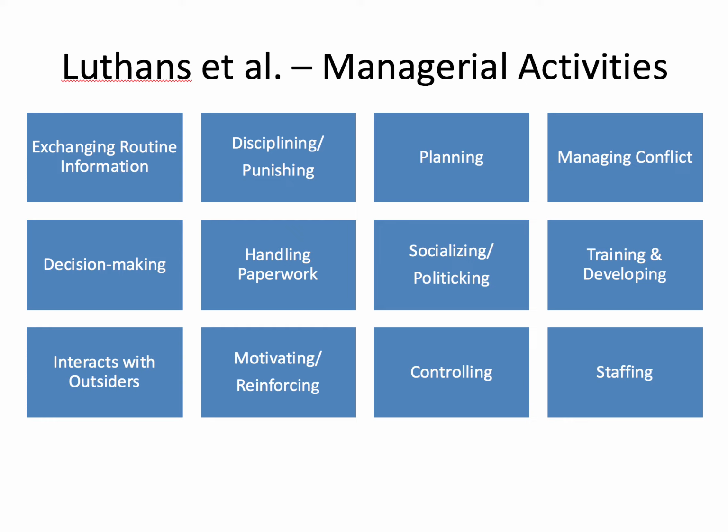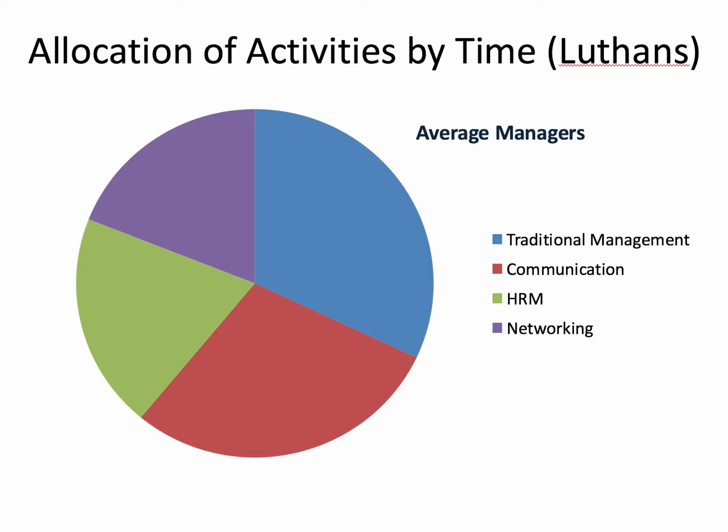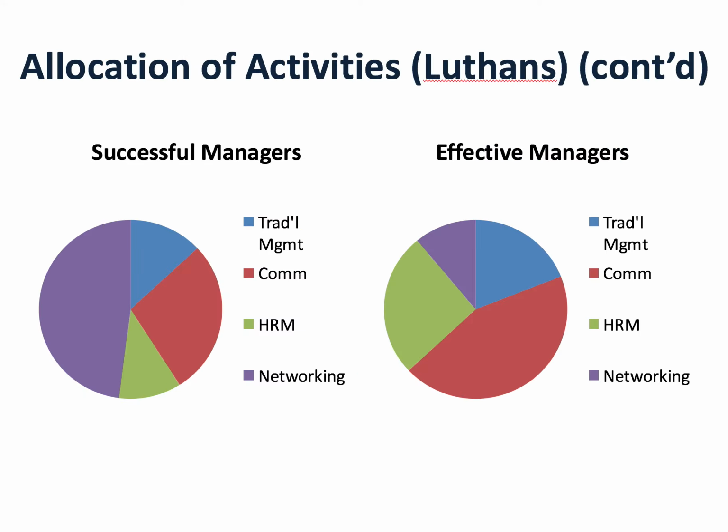So how much time do managers actually spend doing these things? Well, here's a pie diagram of the time allotted by an average manager. You can see that an average manager spends a fair amount of time in communication, a smaller amount of time in networking and HRM type work, like staffing and recruitment and training, and then a fair amount of time in traditional management activities, so organizing work, helping to motivate teams, distributing work among team members, and so on. So this is the average manager, but if we were to look at successful managers and effective managers, we see actually a very different diagram.